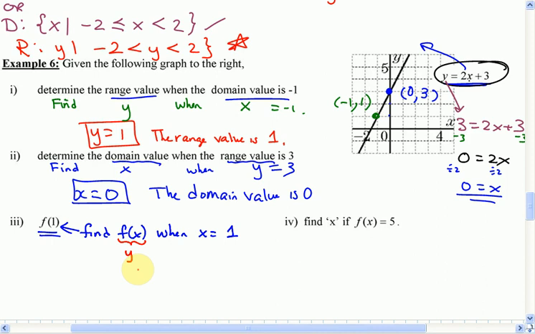So looking at the picture, when x equals 1, what do we have here? What's the coordinate? 1, comma 5. So what's the y value in this case? It's equal to 5. So I'll just say f of 1 equals 5. There's your answer. You're done. That's it.